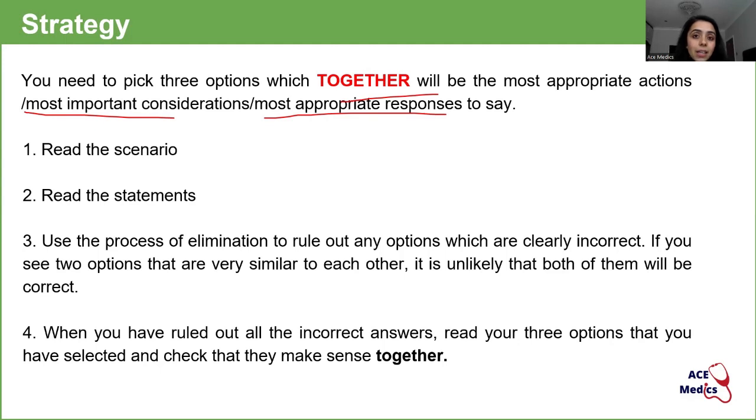If you see that there are 2 options which are doing a similar thing, or they're pretty much the same, it is unlikely that both of these are correct. By picking both, you are likely not addressing another theme of the question, and you will therefore get one wrong.